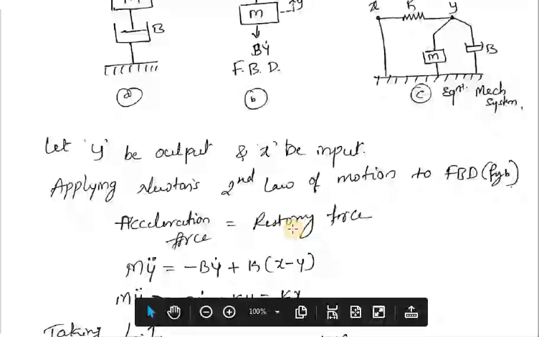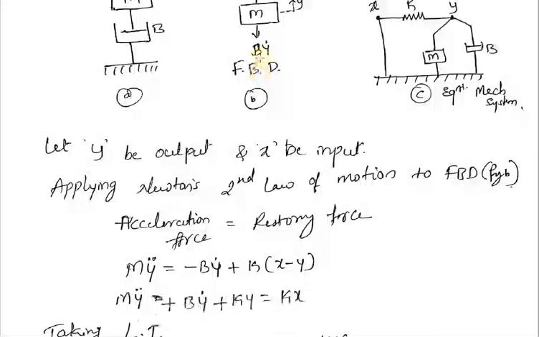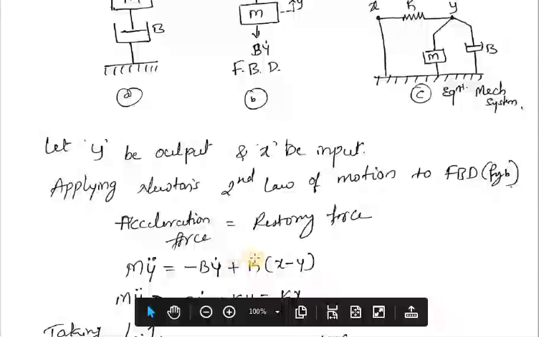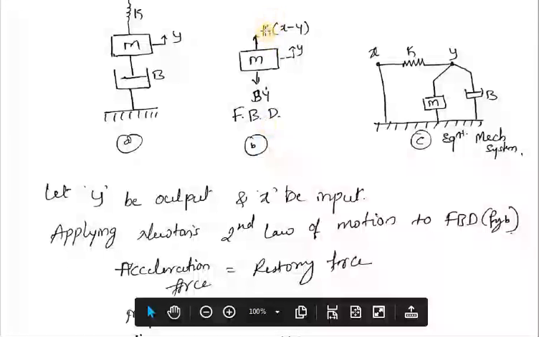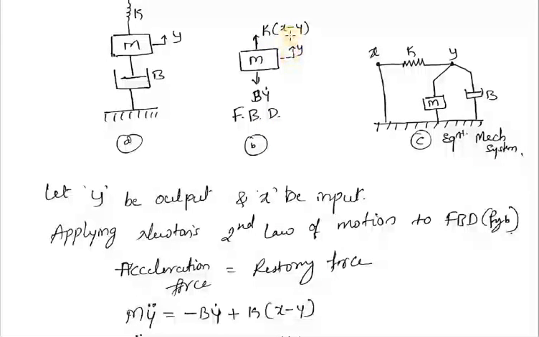Then on this side, you write the restoring force. If you observe the free body diagram, b into y dot is acting in the downward direction, but the mass is moving upward and the acceleration force is in the upward direction. So with a negative sign you have to take minus b into y dot, plus k into x minus y. The plus sign is for this k because the spring force is acting upward, and the acceleration force is also acting upward. So you have to be very careful while taking the sign, when to take the negative sign and when to take the positive sign.